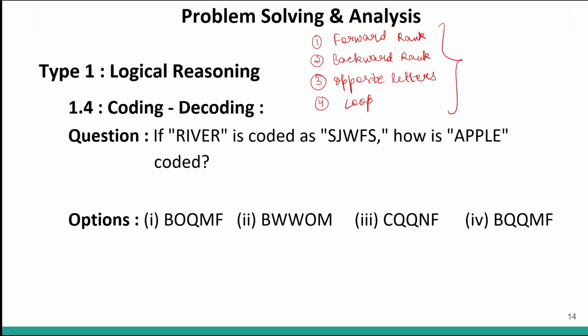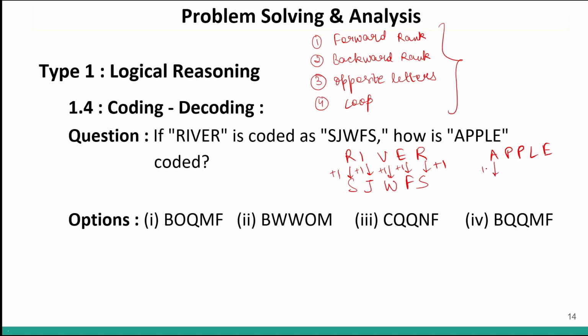If you remember, let me give them forward rank, or just by the looks of it, we can say it is given to us that river is coded as this and we have to find the code for apple. So if I write river like this and my code like this, I can see R to S plus 1, I to J is plus 1, V to W plus 1, E to F plus 1, R to S again plus 1. So we are moving one position ahead. So similarly, we'll do the same thing for apple.